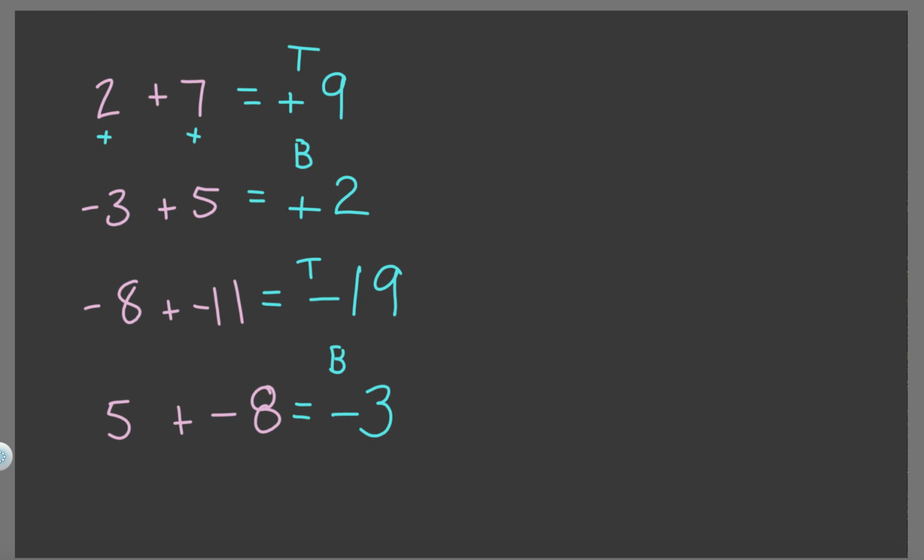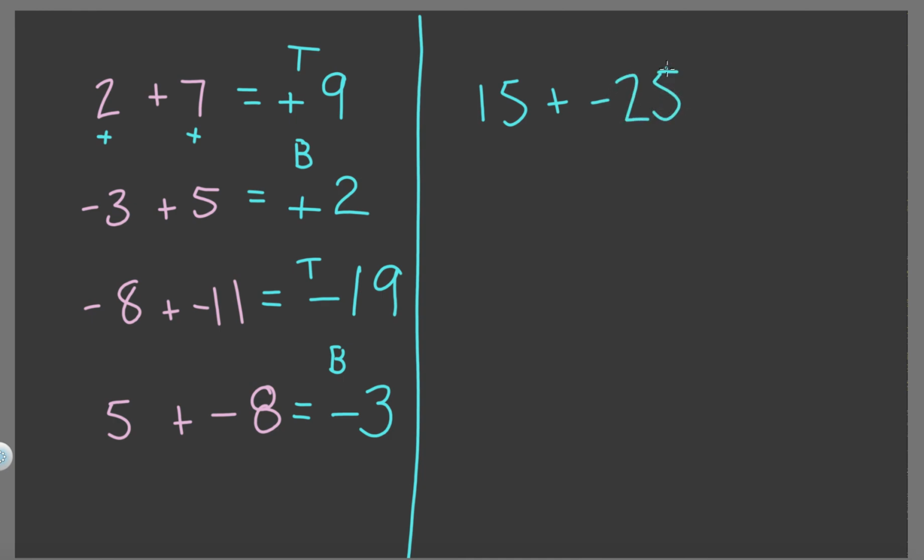So just a quick discussion of team and battle. You'll get lots of practice to understand this. Now, what this does to help us out, it makes it a better method than the vertical number line when you've got larger numbers. Let's say we've got 15 plus -25. We don't want to count 15 up and subtract 25.